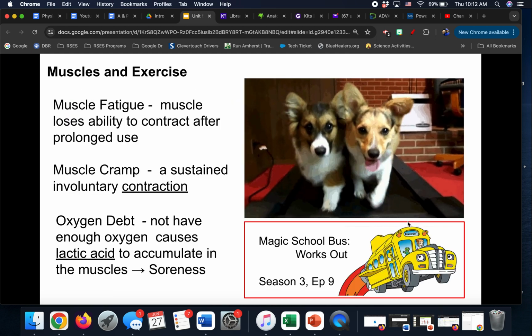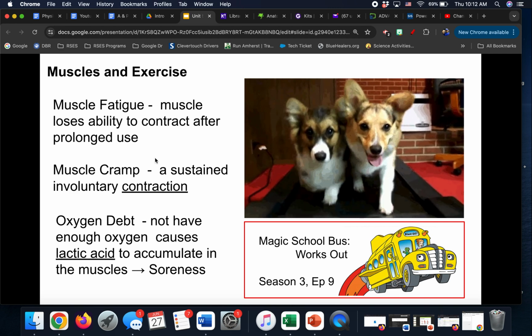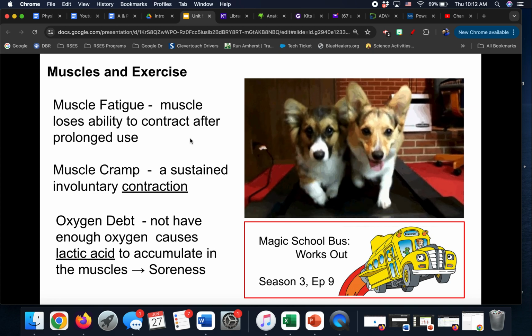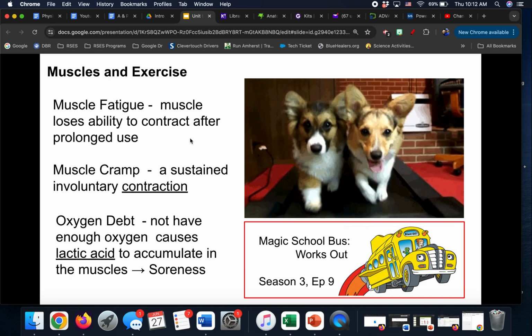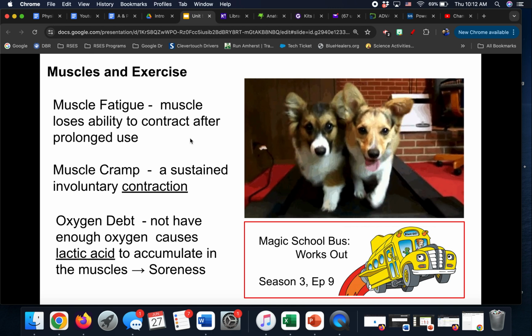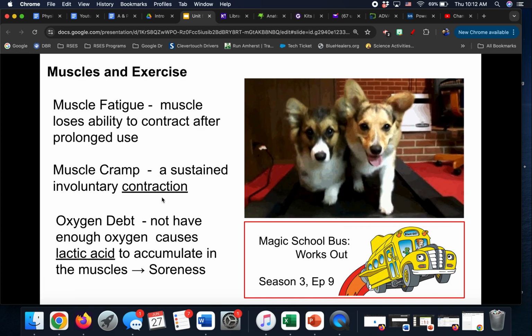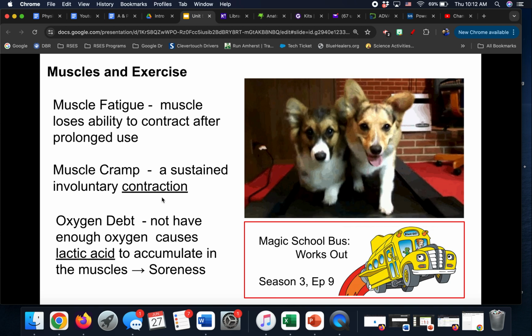All right, so muscle and exercise. When you exercise, your muscles get tired, they fatigue, and when they do, they lose the ability to contract if you use them long enough. In other words, no matter how good a shape you are, if you went running forever, eventually you're going to run out of energy and not be able to go. A muscle cramp is a sustained involuntary contraction. So your muscle keeps contracting when you don't want to, and they can be very painful.